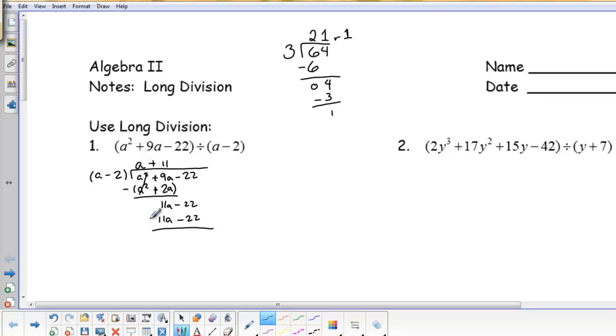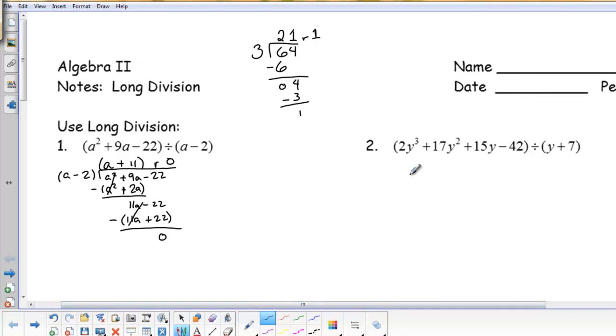Draw the line, try and change every sign, or remember that you are subtracting the entire binomial, which means you distribute the negative throughout the entire number, making it negative 11a and positive 22. Remember, the check occurs at every station here, or every level of the long division. If this cancels out, you've done it correctly. If it does not, you have made a mistake in the number you are using. This turns out to be 0, so the answer to this is a plus 11 with a remainder of 0. So the answer to this problem is a plus 11. Easy way to check this is to just multiply this back out, and you will get your original number.